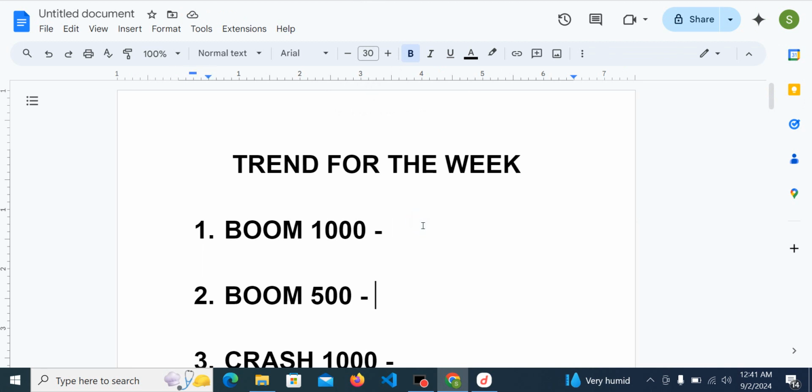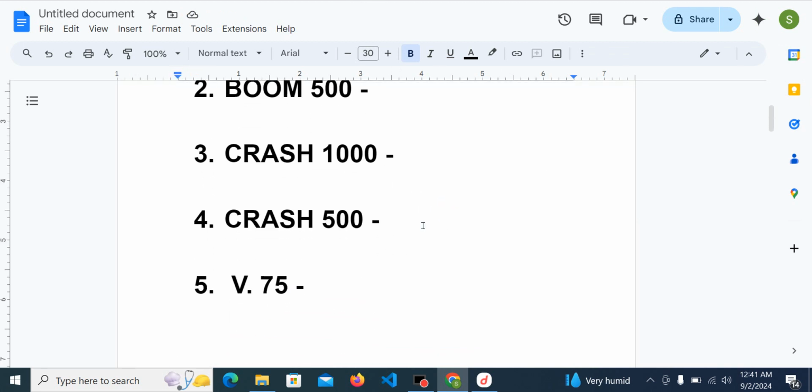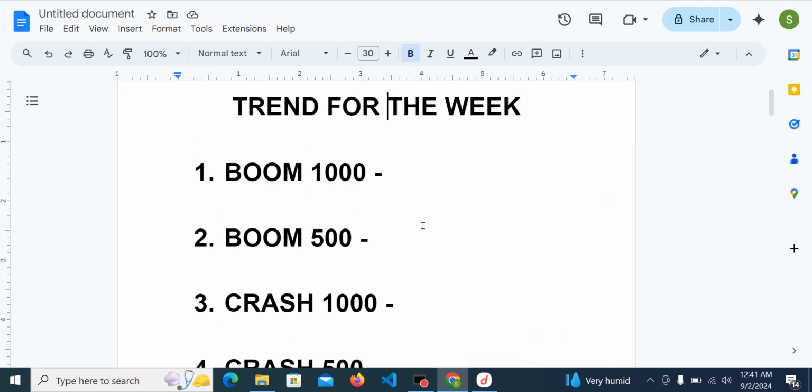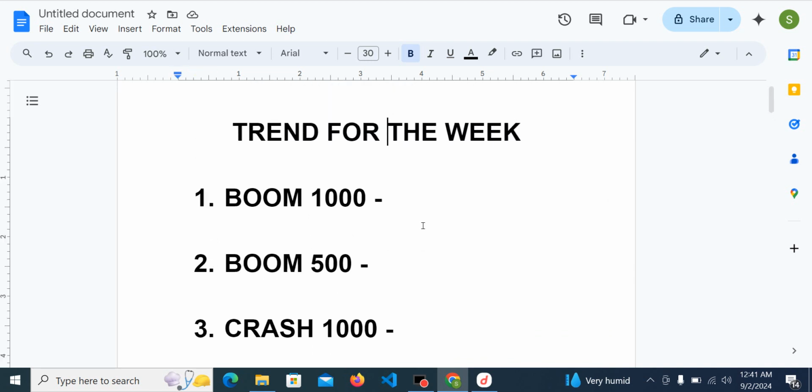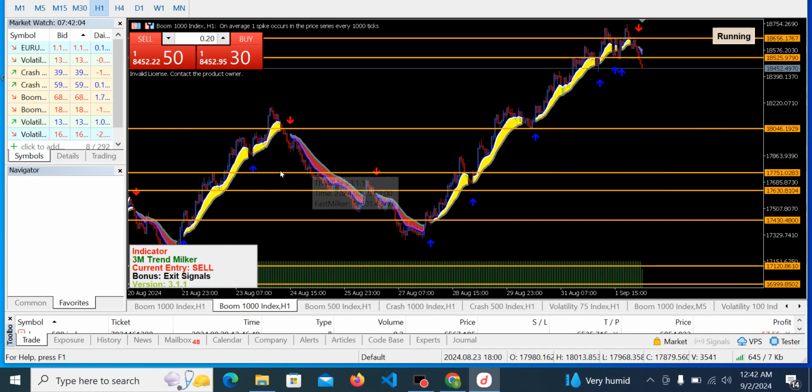Okay, so guys, these are the assets that we'll be checking out, and of course everything I'll be doing right here is going to be from the higher time frame. Whenever you are trading, you should be able to balance between the higher time frame and the lower time frame, so that you can have a beautiful trading journey. This is very, very important. Now let's go straight into what we have right here, starting with Boom 1000.